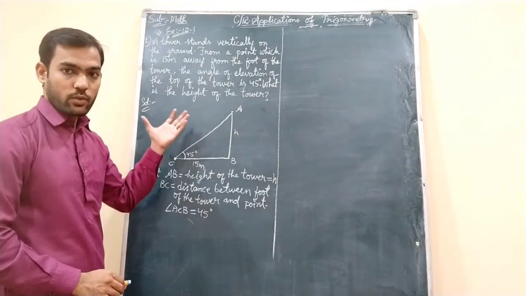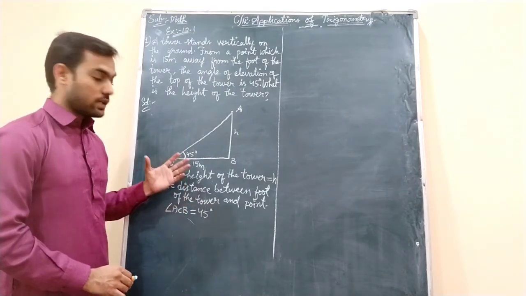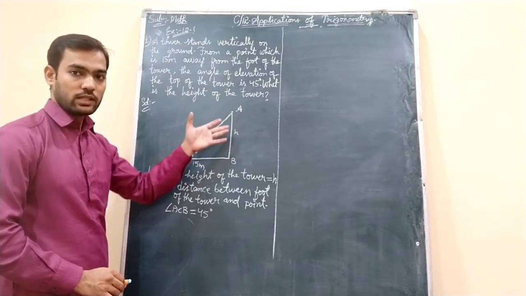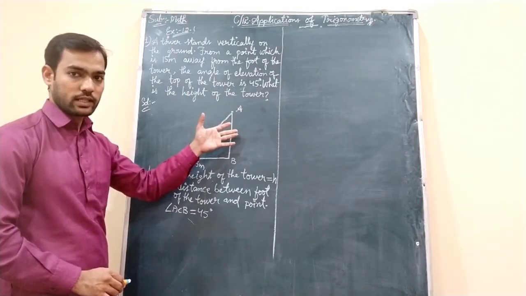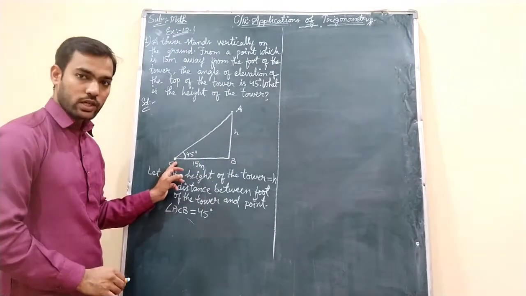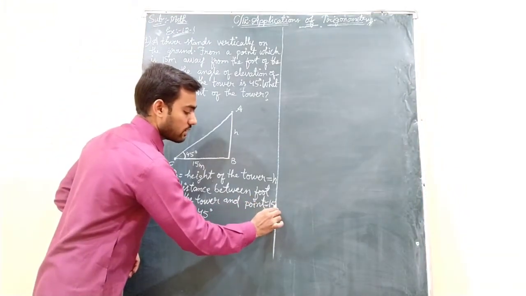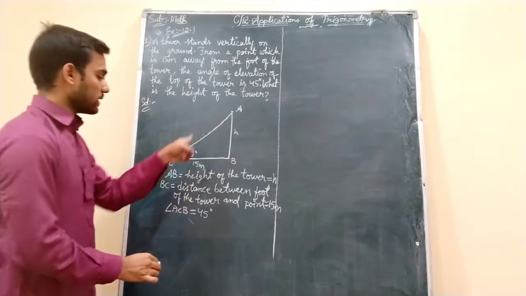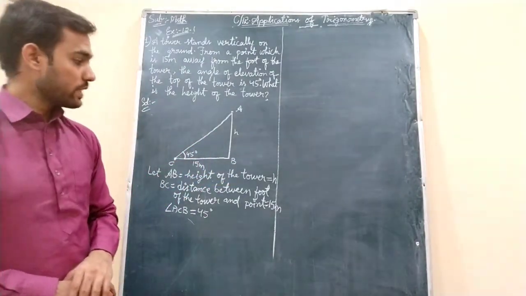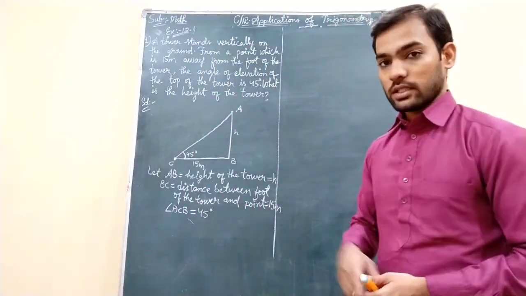So as per the given information, we have drawn the diagram. It is very easy, and after drawing the diagram, we write what we are assuming as per the diagram. AB is the height of the tower, which we are finding, so let us take it as H, and BC is the distance between the foot of the tower and the point on the ground, which is 15 meters. I'll write over here, this distance is 15 meters, and this angle ACB is 45 degrees. Understand, students? So now let us proceed to find out this height of the tower.